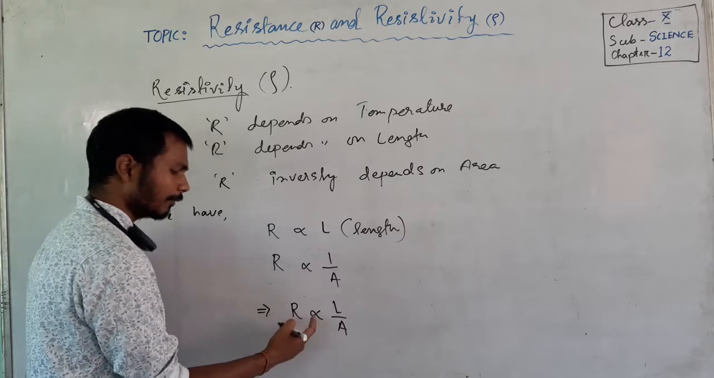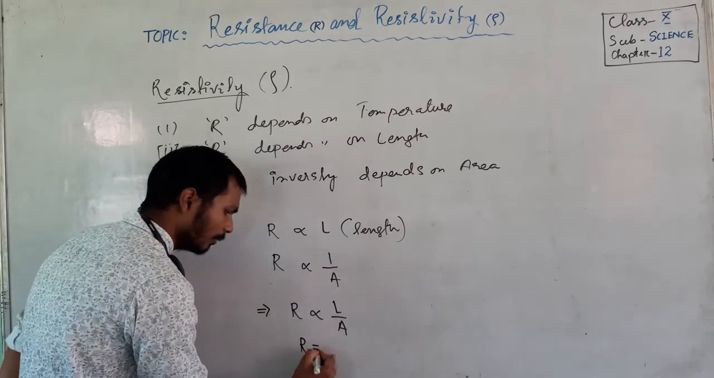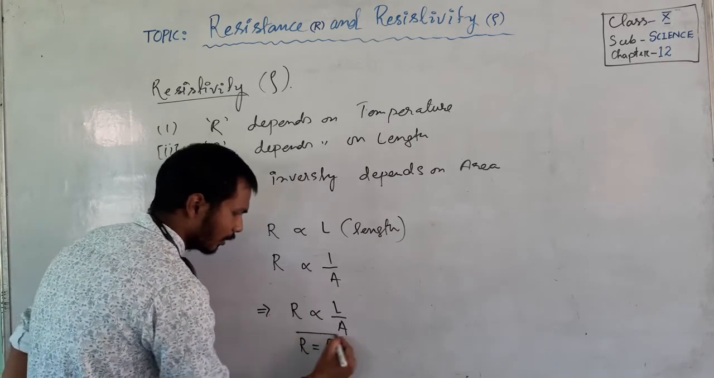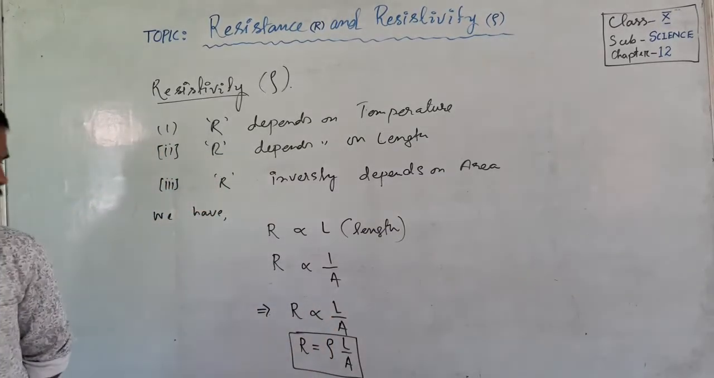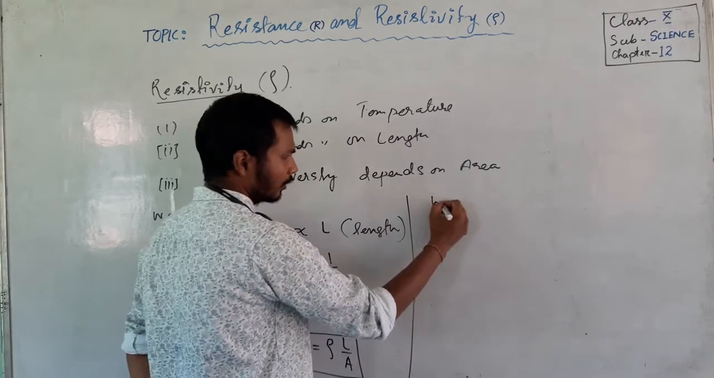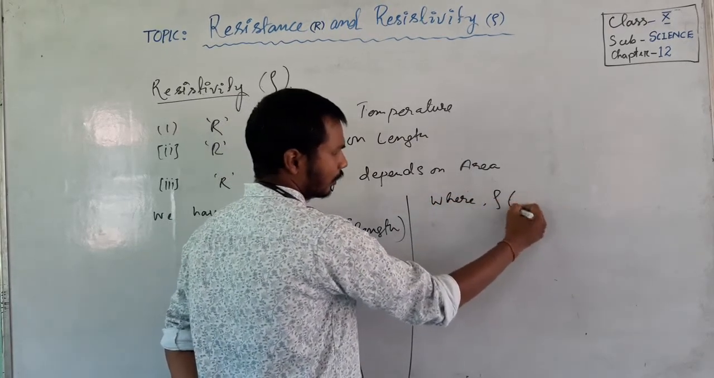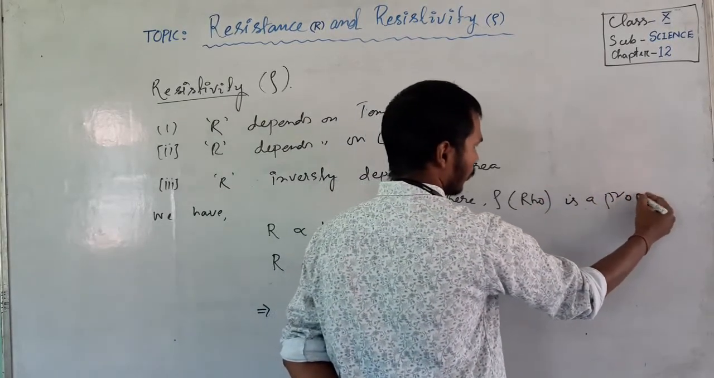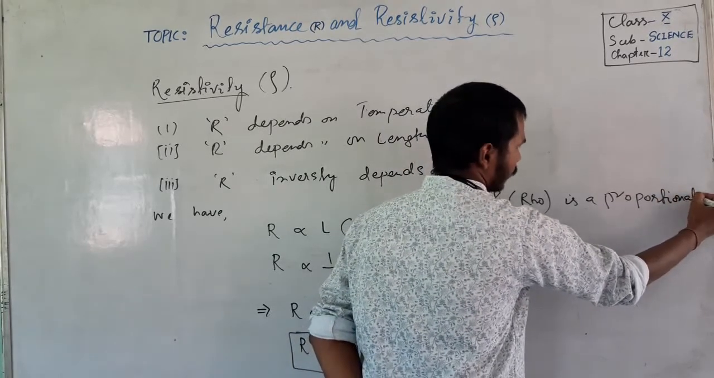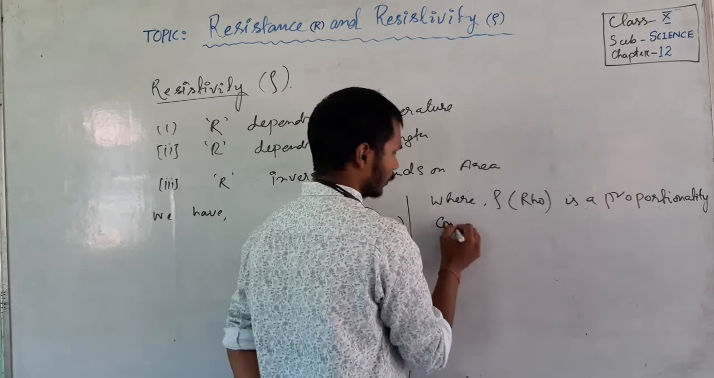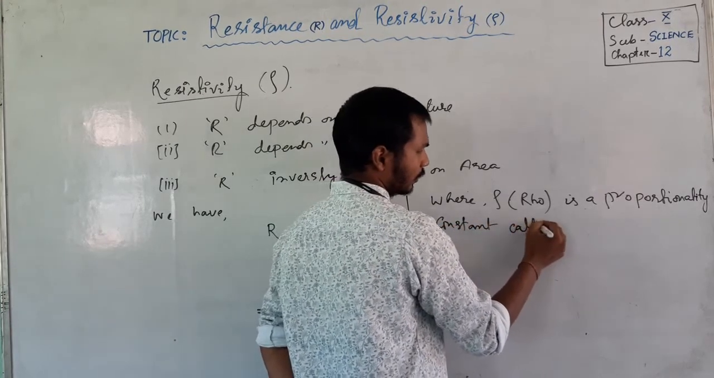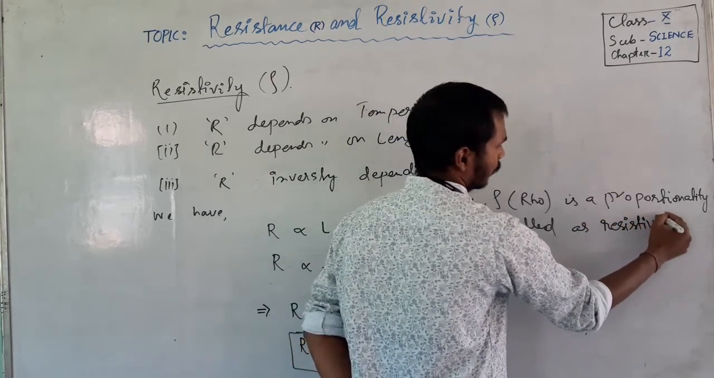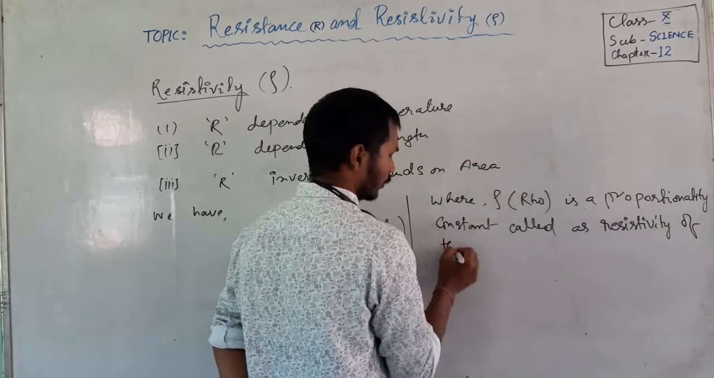Now this is a proportionality sign. We will change this to equal to. R will be equal to, and there comes a constant, that is rho, L by A. This is the formula of resistance, where rho is a proportionality constant called the resistivity of the material.